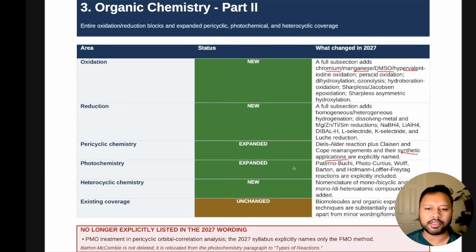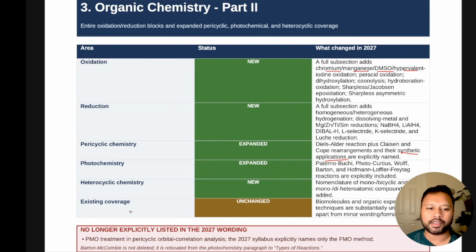And photochemistry: Paterno-Büchi reaction, photo-Curtius, Wolff, Barton reaction, then Hofmann-Löffler-Freytag reaction. These are explicitly included, so you have to study these reactions separately apart from whatever you are doing. Then heterocyclic chemistry is again a new topic which was not present in 2026. Nomenclature of mono, bicyclic and mono, di heteroatomic compounds is added. So naming or nomenclature of heterocyclic compounds you should be aware of.